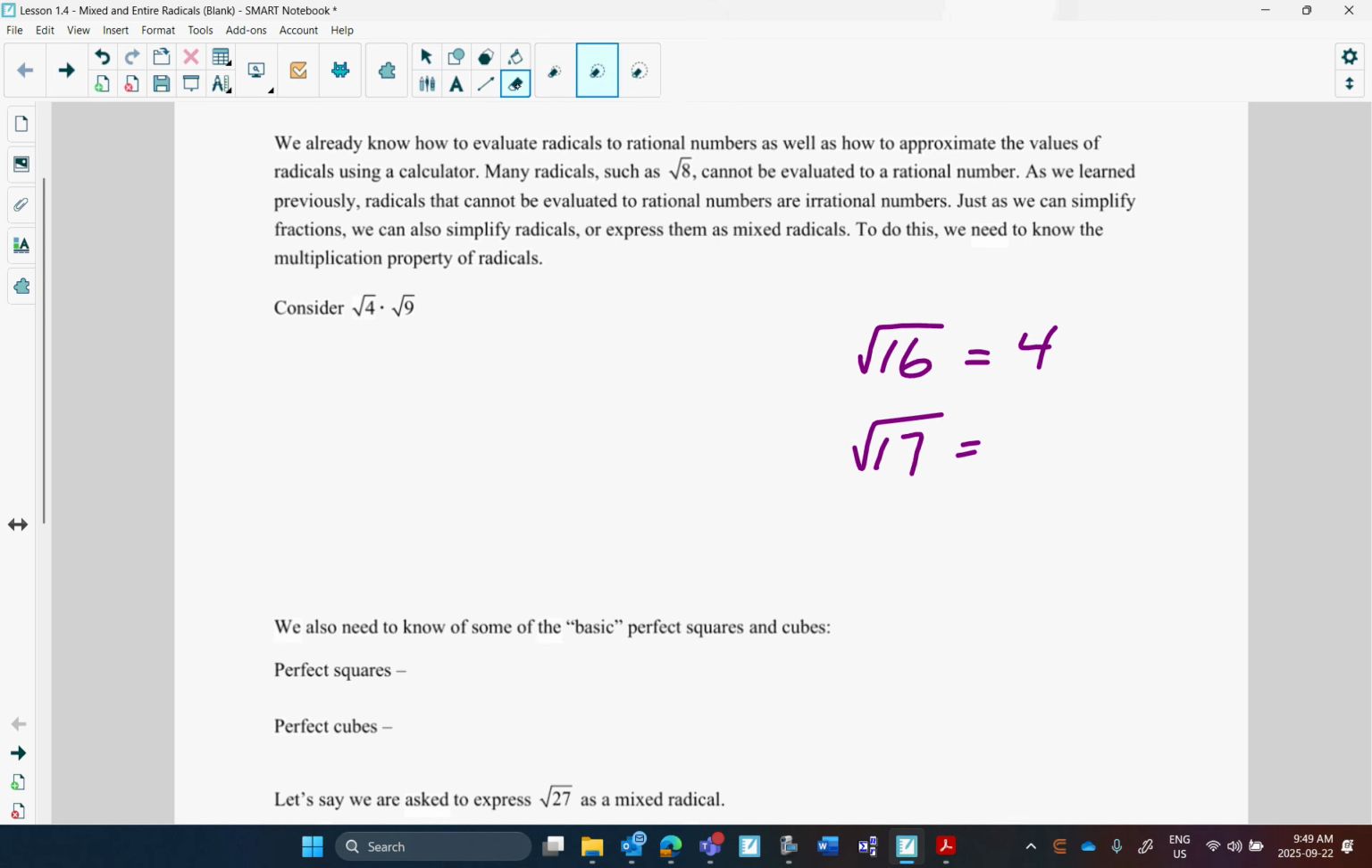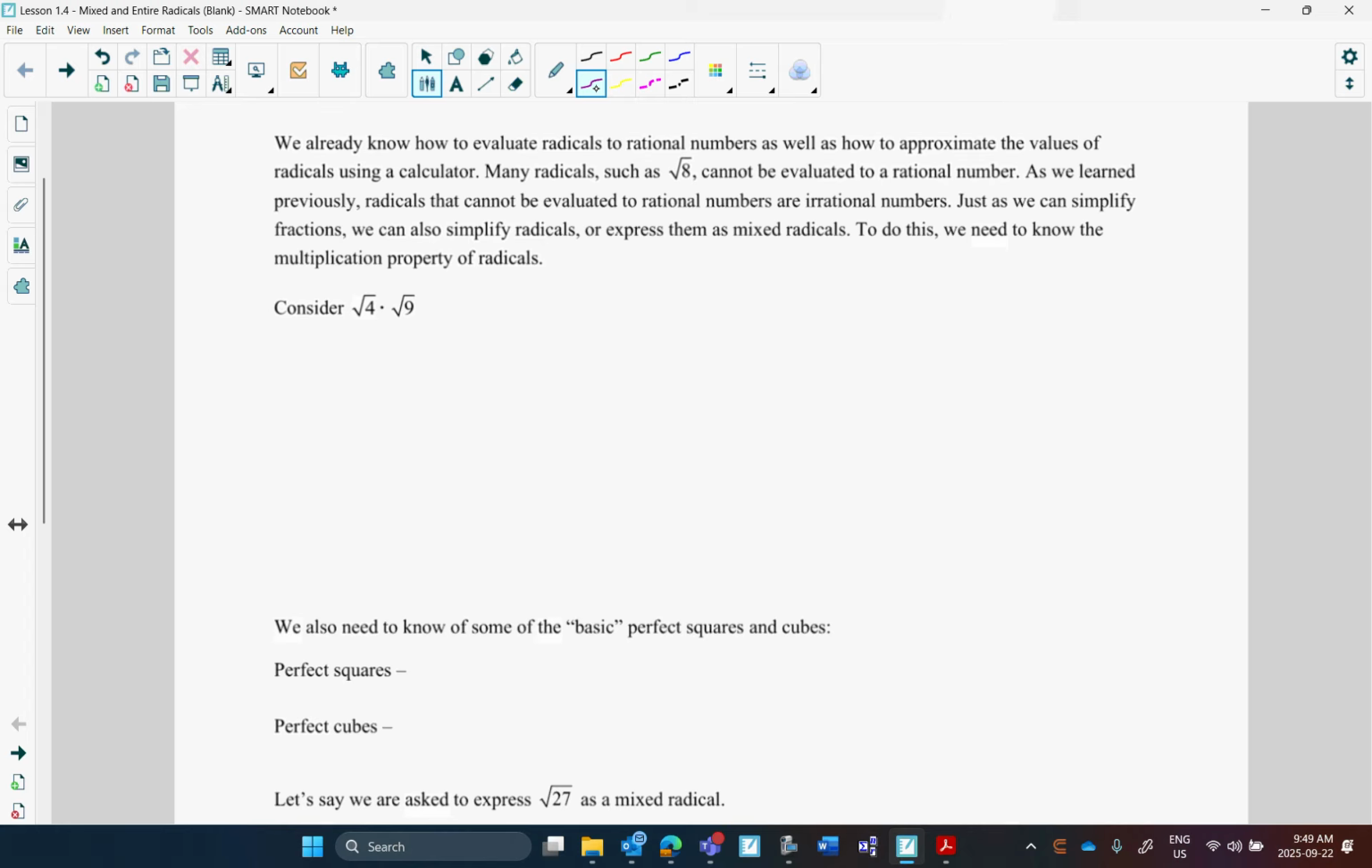Well, there is another thing we can do with radicals. We can take a radical and, kind of like reducing fractions, we can simplify them and show them in a certain way. Okay? And there are 2 things you need to know to do this.